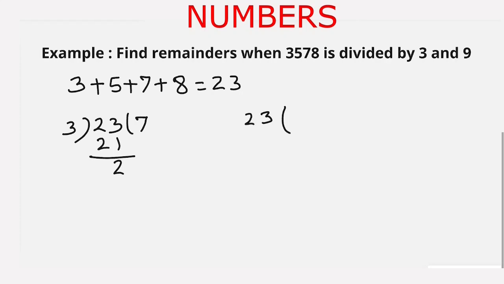And when the entire number is divided by 9, we divide 23 by 9: 9 times 2 is 18, and on subtracting 18 from 23, the remainder is 5. 23 minus 18 is 5. It means that when the entire number 3578 is divided by 9, the remainder will be 5. We are not to divide the complete number. We have just to divide the sum of the digits of the given number, and whatever remainder we get will be the remainder of the given number.